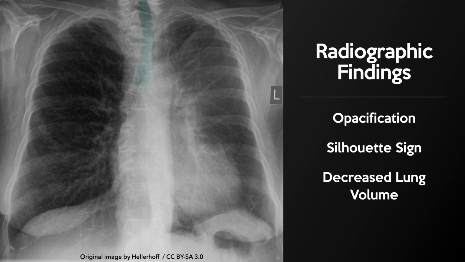Collapse of the right lower lobe results in effacement of the right heart border, obscuring the interface between the lung and the heart. This is referred to as the silhouette sign. Note that the interface between the lung and the medial aspect of the right hemidiaphragm is also obscured.